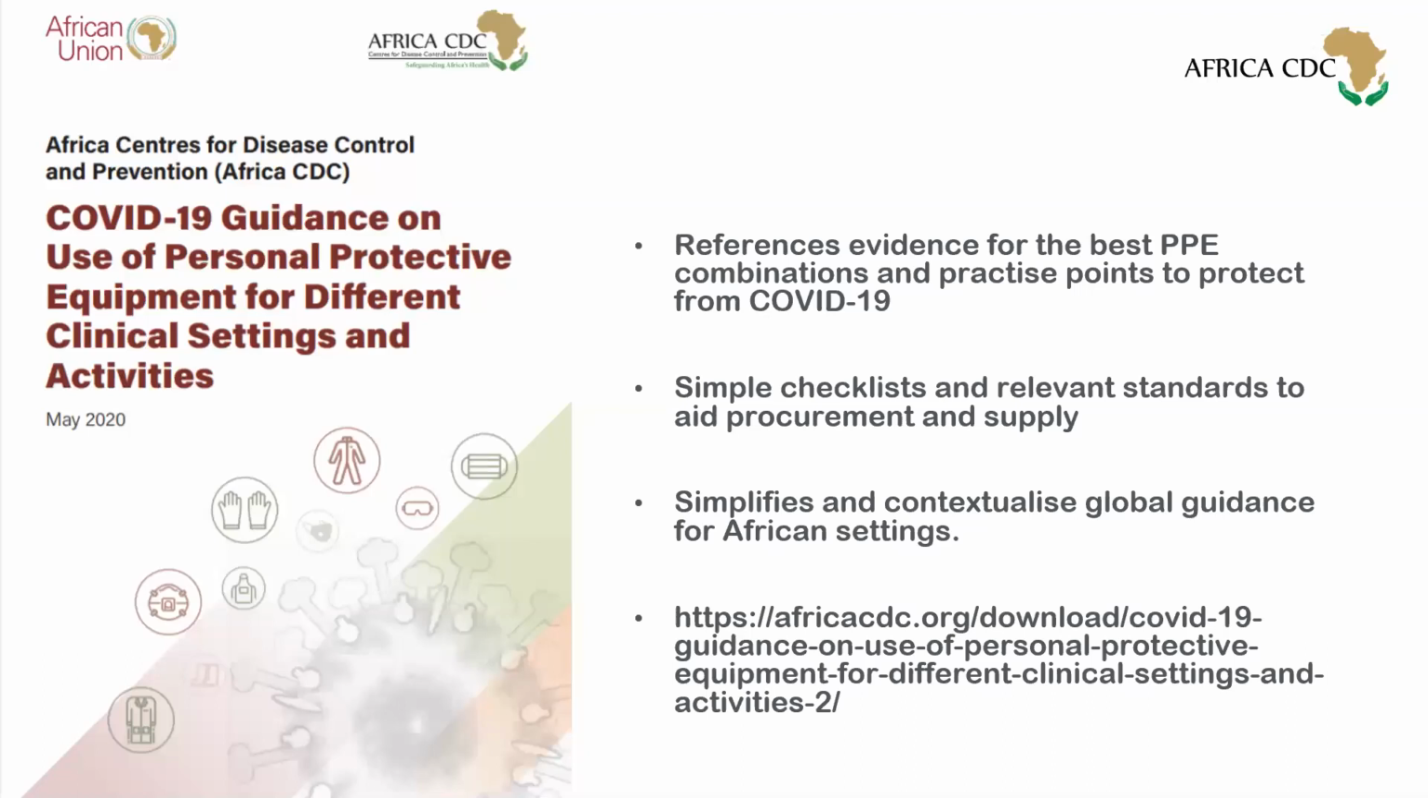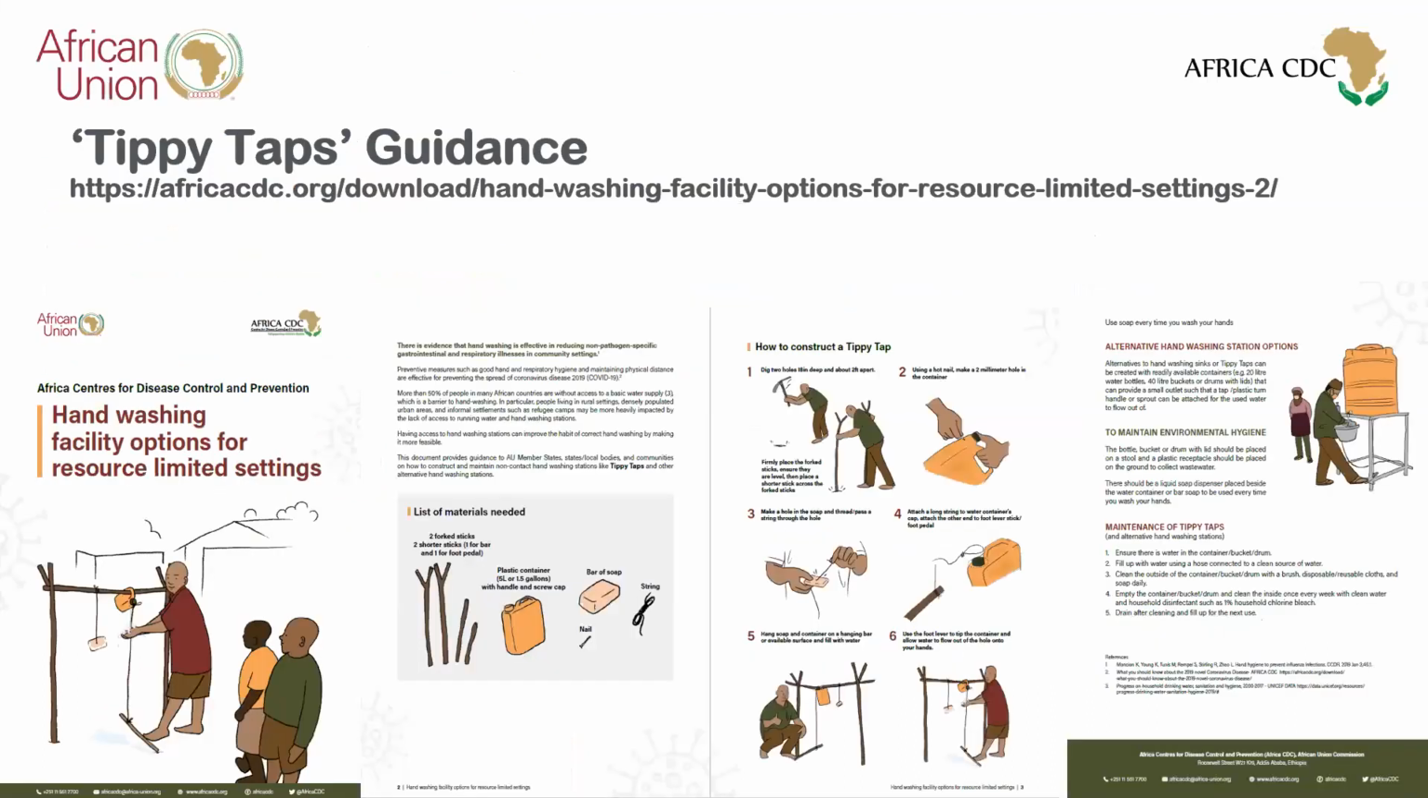We also have a simple checklist and some relevant standards to help with procurement and supply. Then another one we worked on was the tippy tap guidance, a very simple yet effective contraption that helps us have hand washing facilities even in the most resource limited setting. It gives you steps on how to actually construct the tippy tap. You just have wood, water, a bar of soap and string, and you can have a hand washing station wherever you are. The good thing is that this can be done anywhere.